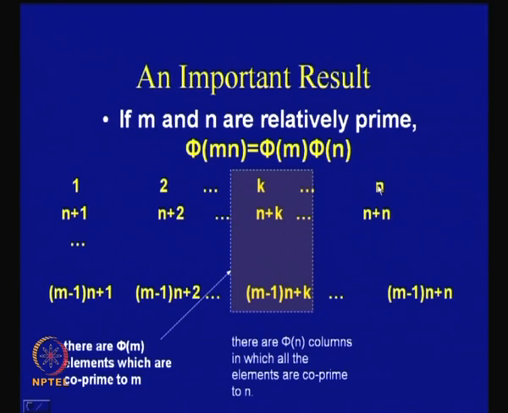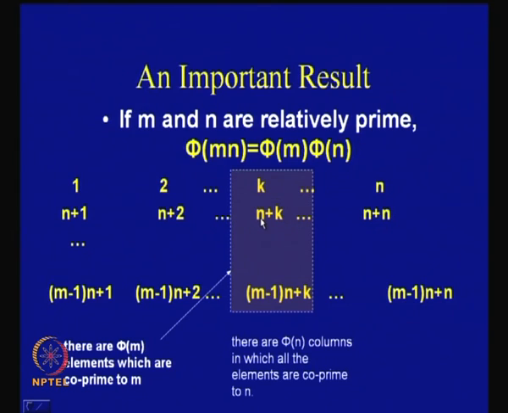Because here you will find that this is n, this is n plus n, this is (m minus 1) into n plus n, and so on. So we need to find the number of columns in which all the elements are co-prime to n, and we know that there are phi n such columns. Now among these columns which are co-prime to n, we would like to find out which numbers are co-prime to m.